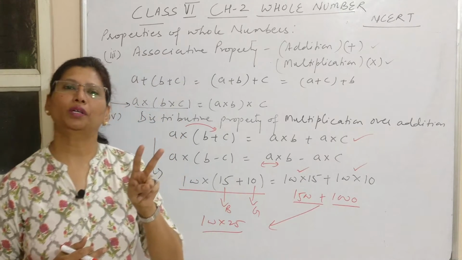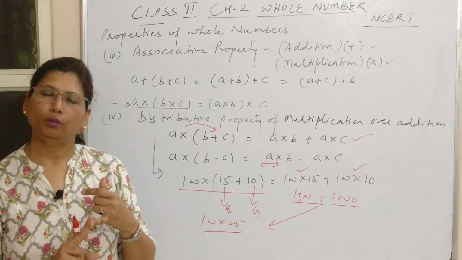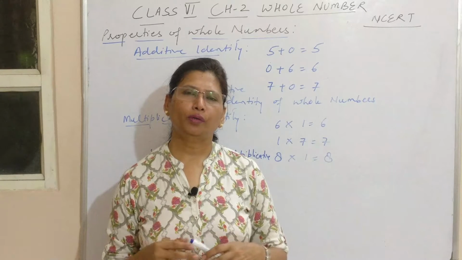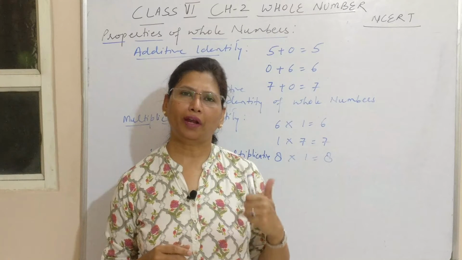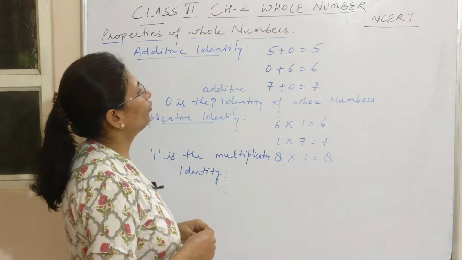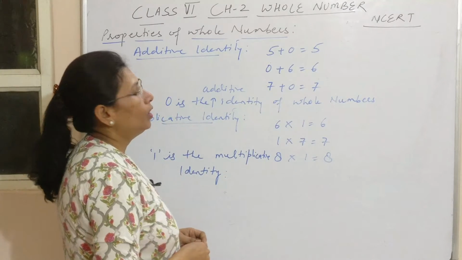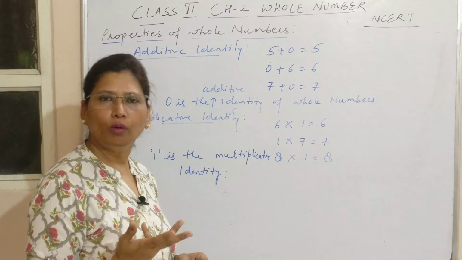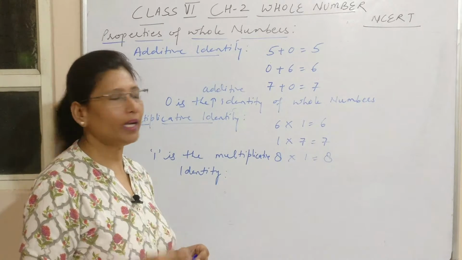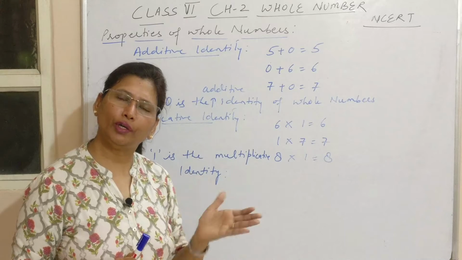I am taking two more properties, that is additive identity and multiplicative identity. So just see what these properties are. There are two simple properties of whole numbers, and this is important because at times children are confused. We have additive identity and multiplicative identity. If you see the examples, if you add 0 to 5 you get 5, or if 0 is added to 6 you get 6, 7 added to 0 is 7. So it means if 0 is added to any whole number, it gives the same whole number. So it does not change the identity of that number. That is why 0 is known as the additive identity. It means it is not changing the identity of the number.